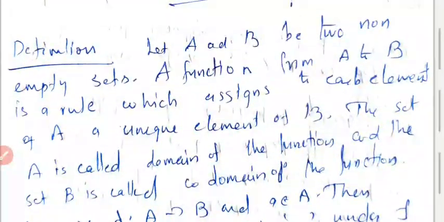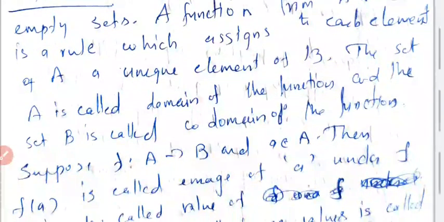Next we have a definition that you have already learned. What is a function? A function is an assignment, or a rule, which assigns to each element of A a unique element of B. So it's an assignment from A to B in such a way that every element of A has a unique element connected in B. Here A is called the domain of the function, and B is called the codomain of the function.